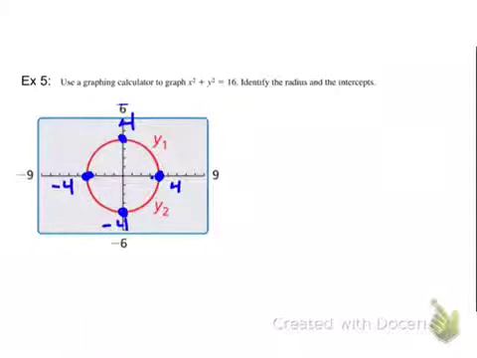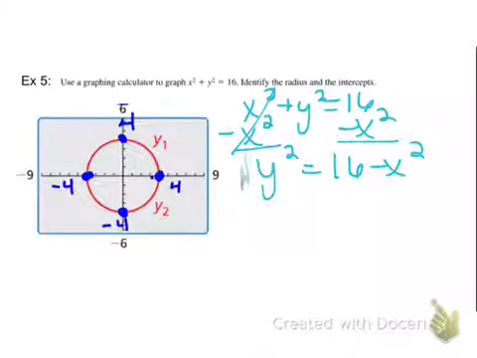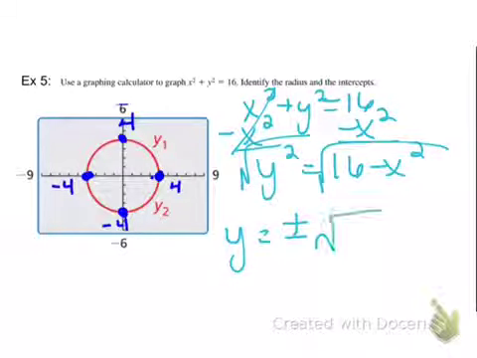One more, use a graphing calculator to graph x squared plus y squared equals 16. So if I start here with x squared plus y squared equals 16, you're still going to have to solve for y squared or for y, so subtract x squared from both sides. y squared equals 16 minus x squared. I just put that in that order because of the negative. Take the square root of both sides and you will get y equals plus or minus the square root of 16 minus x squared. This one says to identify the radius and the intercepts.